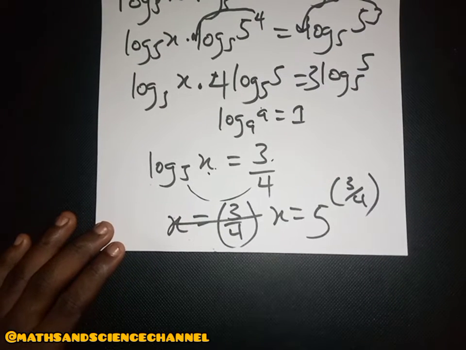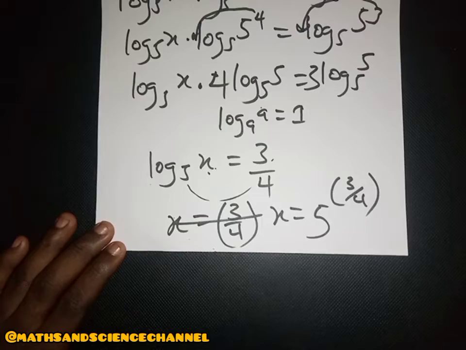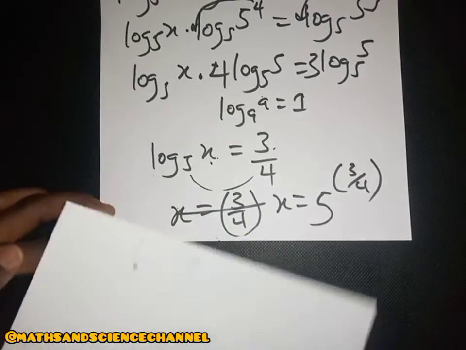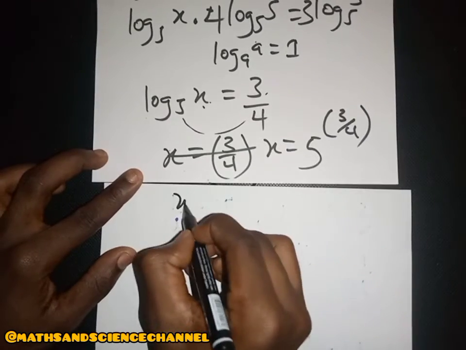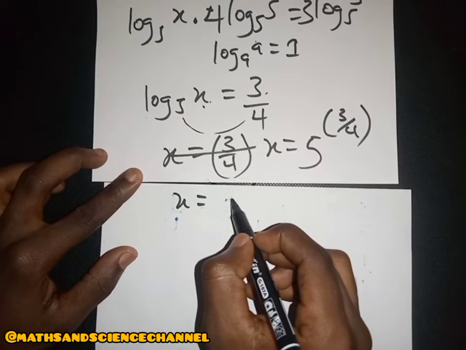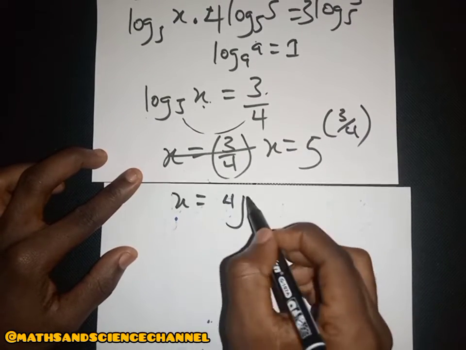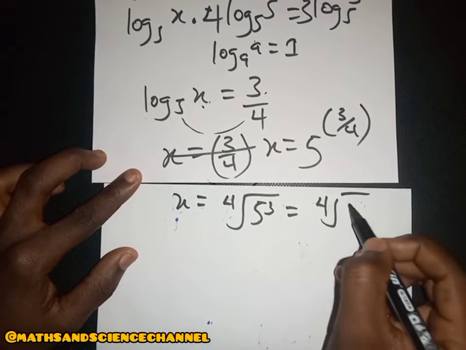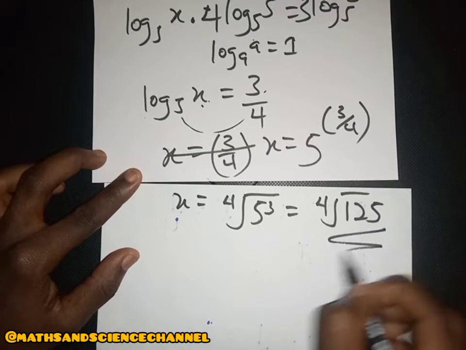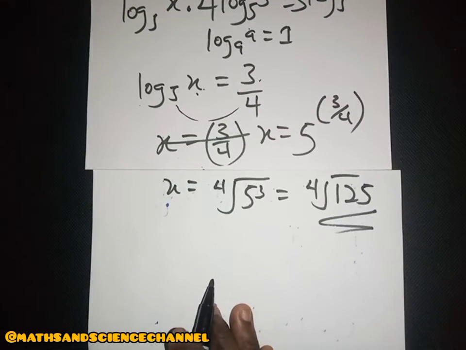So from here, we are just going to get x being equal to the fourth root of 5 cubed, and then the fourth root of that is just 125 in this case. So that will be the third method.